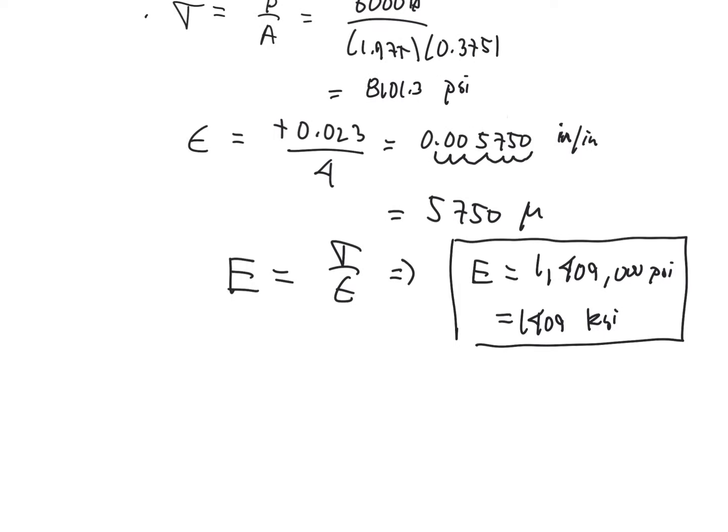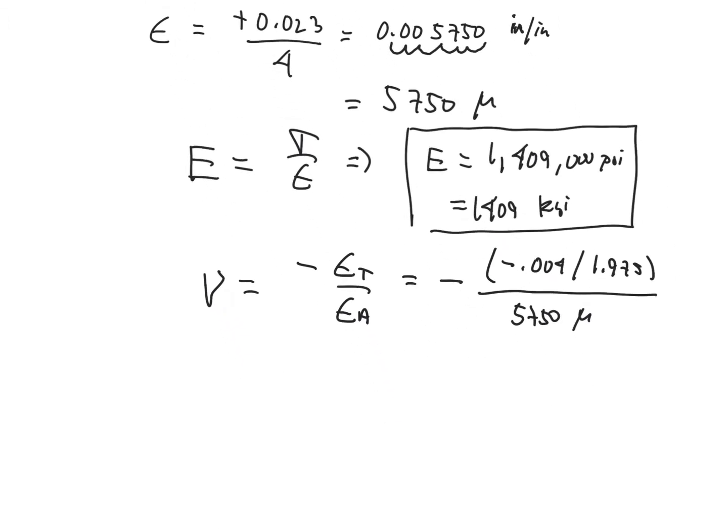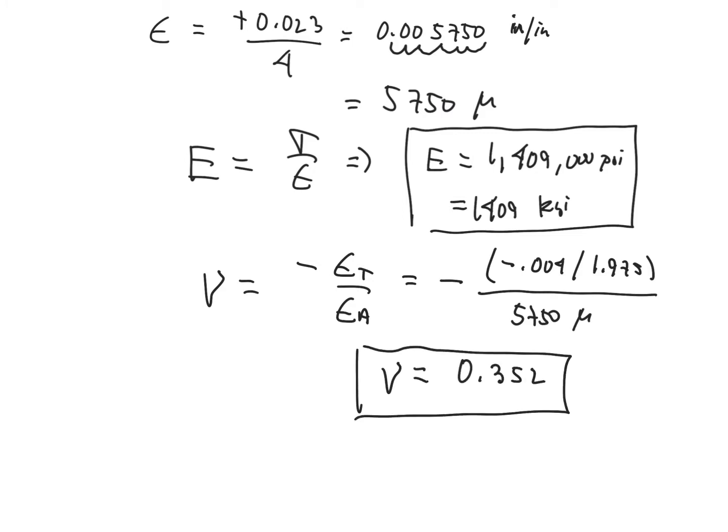The Poisson ratio, we've got to be a little bit careful about that one. Remember, it's going to be the negative of the transverse strain divided by the axial strain. Now we haven't computed the transverse strain yet. So let's go ahead and do that embedded inside this calculation. So then we've got the negative sign. Then the transverse strain, it gets smaller, minus 0.004 divided by its original width, 1.975. And then we divide it by 5750 microstrain. So that's the axial strain, which we have already computed. And we find then that the Poisson ratio is 0.352. And again, that's a very common Poisson ratio for a structural material that we might see in a class like this.